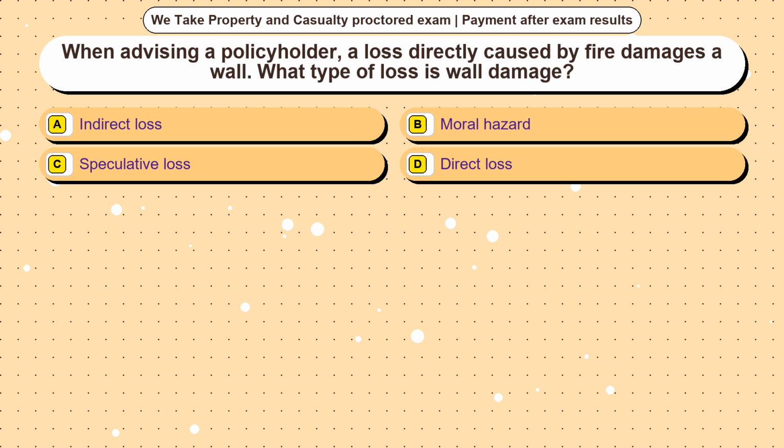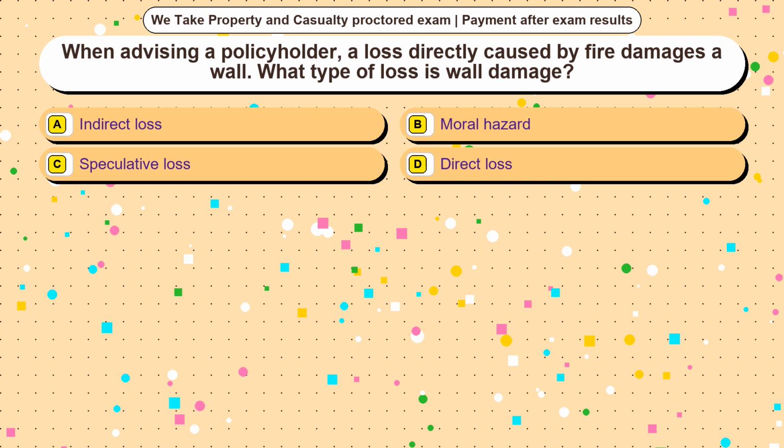Question 13. When advising a policyholder, a loss directly caused by fire damages a wall. What type of loss is wall damage? Option A, indirect loss. Option B, moral hazard. Option C, speculative loss. Option D, direct loss. The correct answer is option.